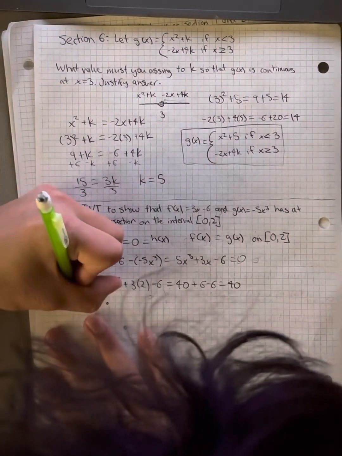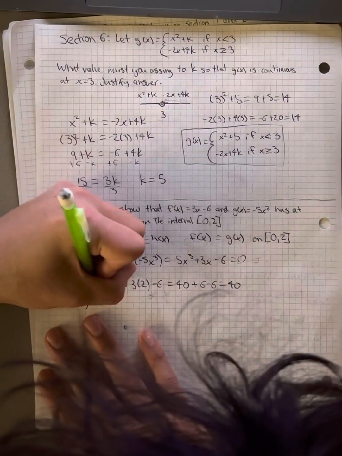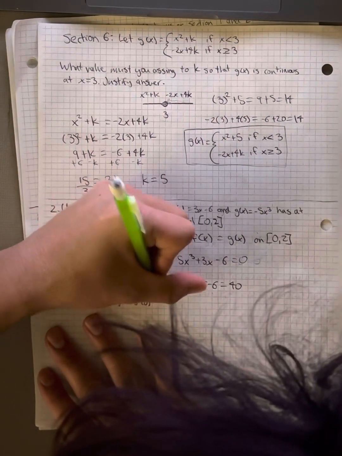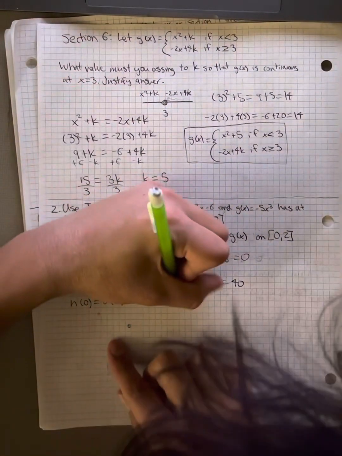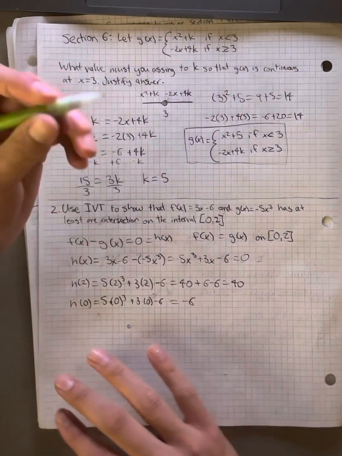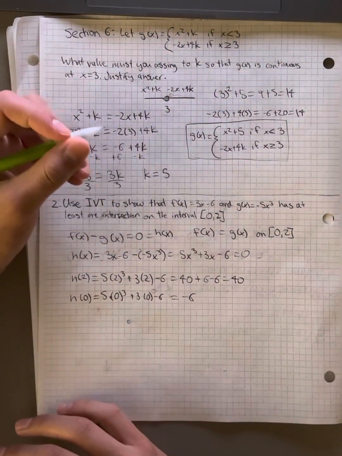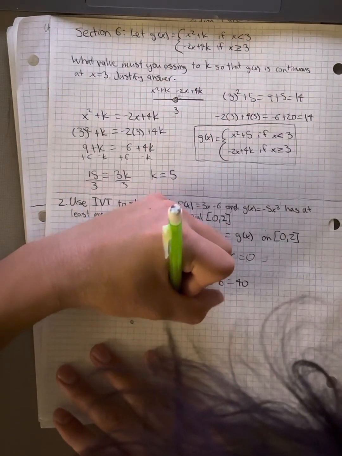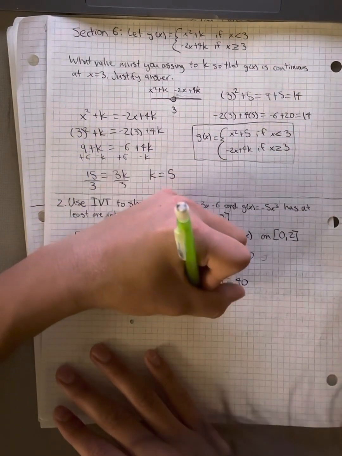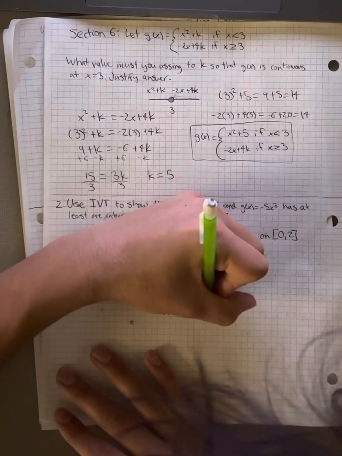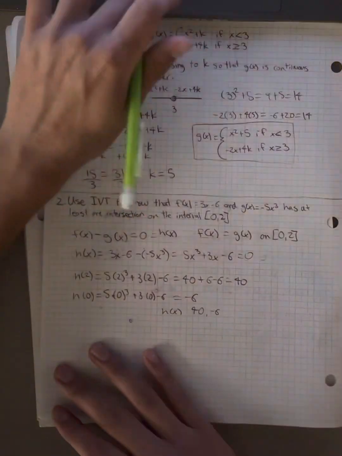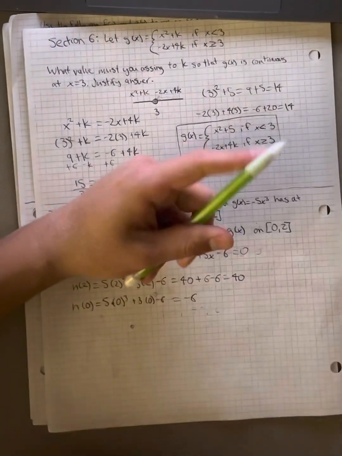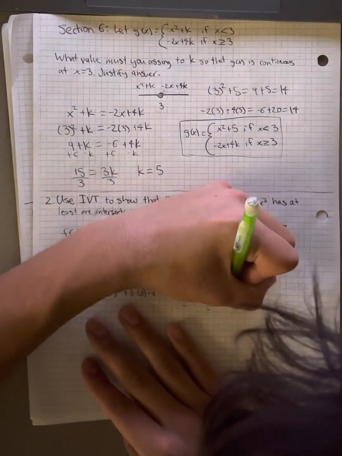And then h of 0 is equal to 5 times 0 cubed plus 3 times 0 minus 6. Anything times 0, 0. So we have negative 6. So from 0 to 2, h of x goes from negative 6 to 40. Let me just sort of organize this a little bit better.